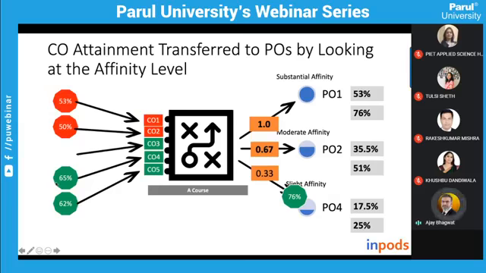Because these COs are the vehicles of passing on the attainments to the POs. And by the end of the graduation program, this is what will be the final achievement of all the students in that program. And that's why this transfer of attainment is important.